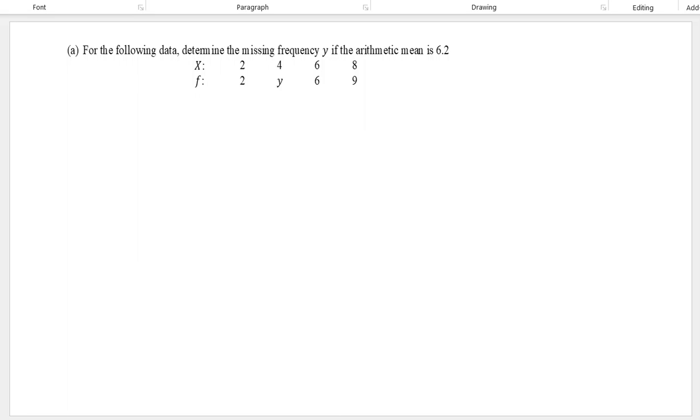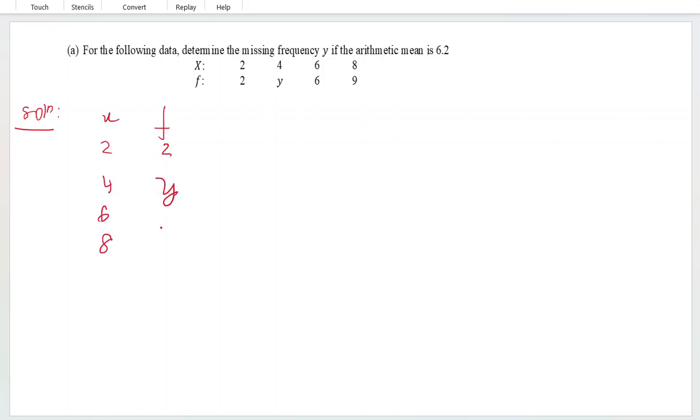For the following data, determine the missing frequency y if the arithmetic mean is 6.2. To solve this, we have x column, f column. We write down the values 2, 4, 6, 8 and 2, y, 6, 9. And now we are dealing with arithmetic mean.